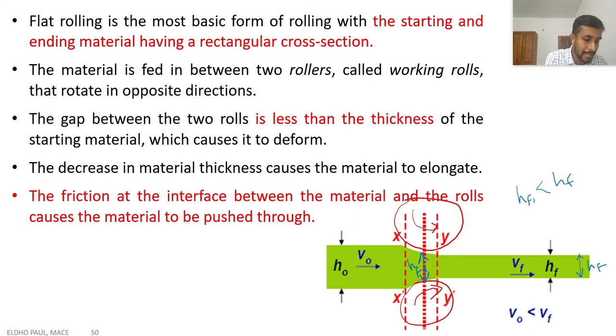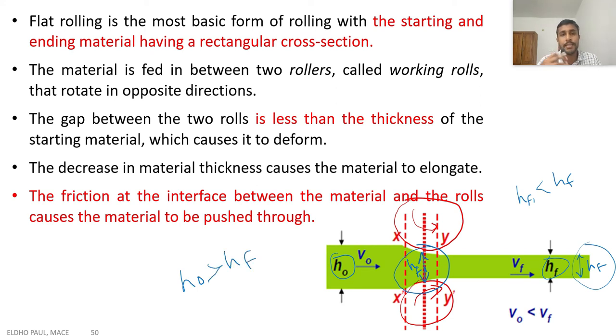Okay, actually in this area, the workpiece has a thickness of HF1, but when it comes out from the rolling process, there will be some minute expansion of the output product, so that the thickness of the output product may be higher than that of the rolling gap. Okay, the decrease in material thickness causes the material to elongate. I already explained that there will be a reduction from H0 to HF. So H0 is higher than HF. There will be a reduction in thickness.